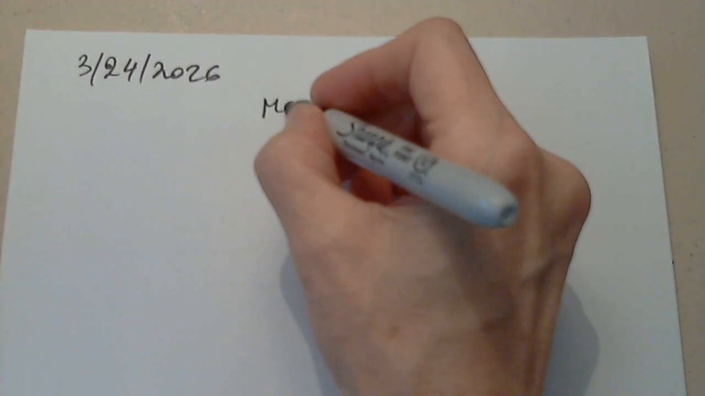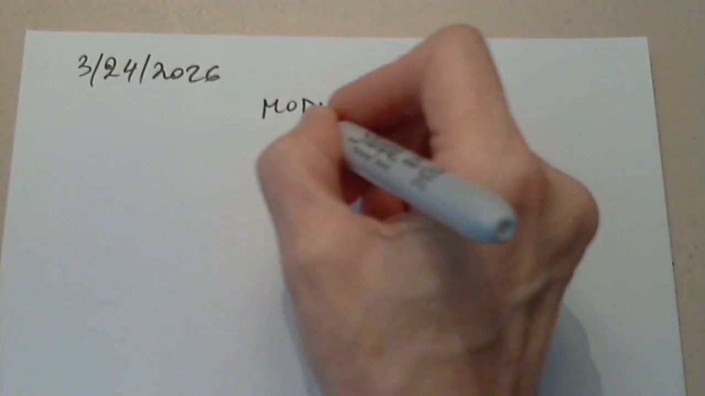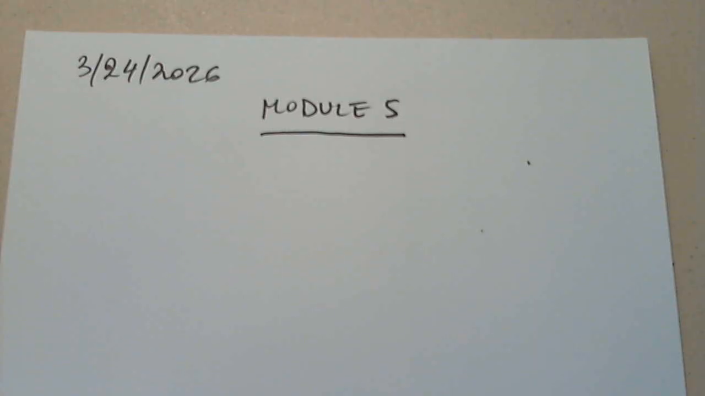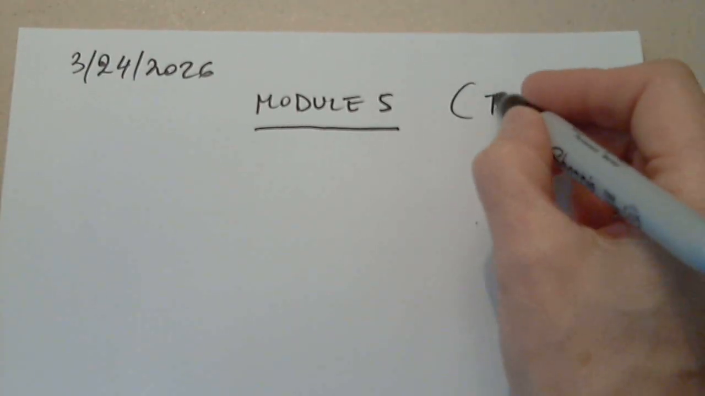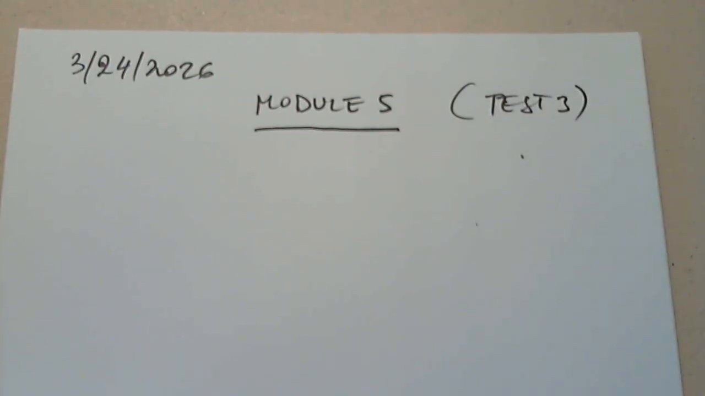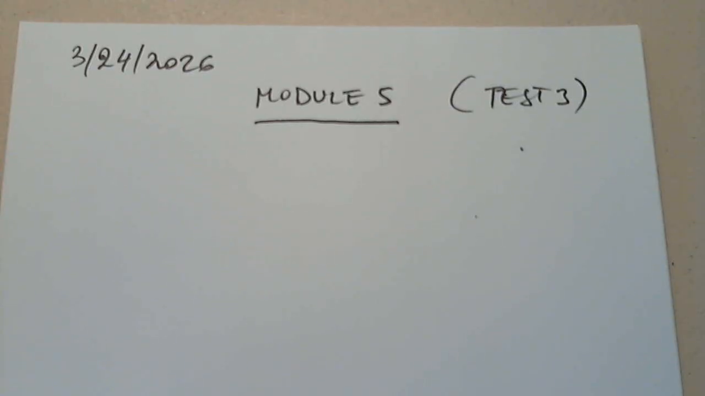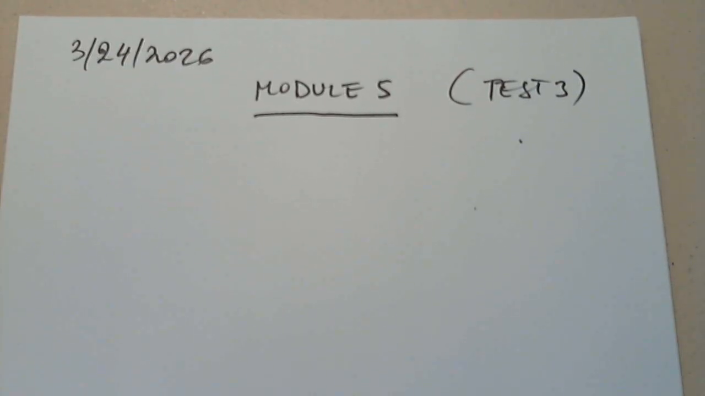Okay, in that case, we start module 5. Of course, module 5 is part of test 3. Okay, so module 5 and then in module 6, they will be part of test 3, which is coming up very soon. Okay, so a few terminology, few key words, I would call them.